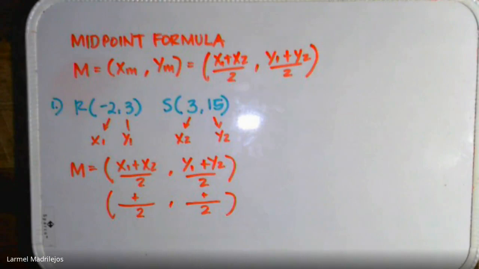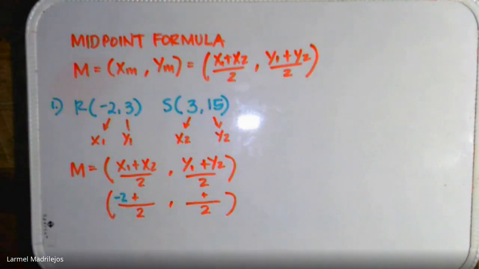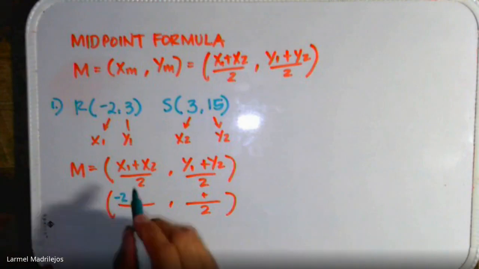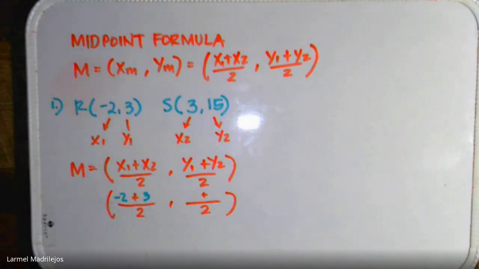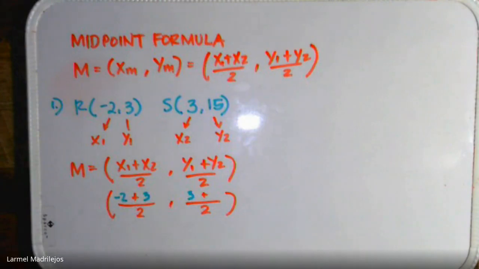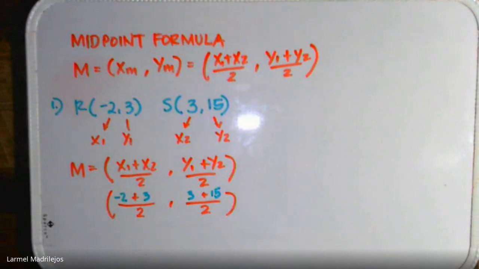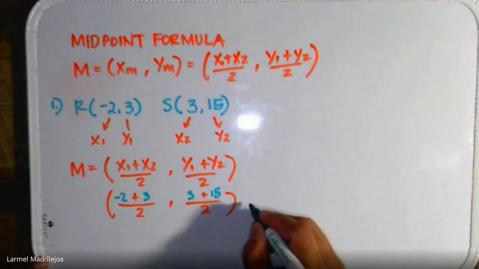I'm going to just substitute the values. First is x sub 1. X sub 1 is negative 2. X sub 2 is 3. Y sub 1 is 3. And y sub 2 is 15. Okay. I'm going to write it here.